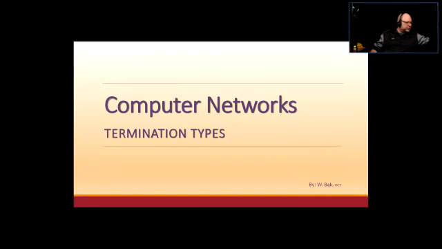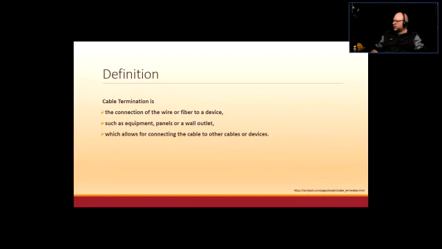All right, let's just start with some of the definitions. Gotta get this thing out of the way. Cable termination is, what is it? The connection of the wire or fiber to a device. So we're connecting something to something, to termination, such as equipment, panels, or wall outlets, which allows for connection of the cable to other cables or devices. You have some kind of a loose cable, and you're terminating it to something else in order to accomplish a proper connection between something and something else.